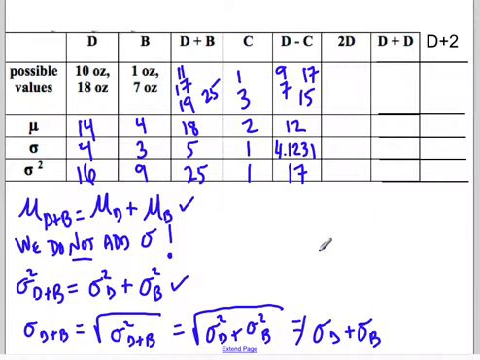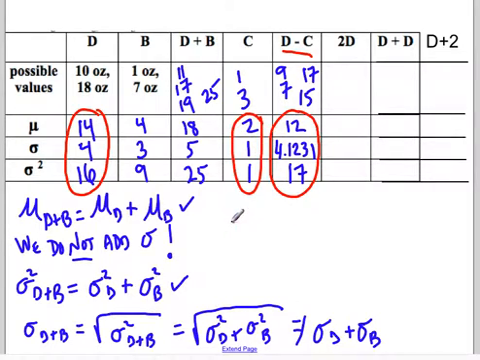Okay, now let's look at another rule. Look at what happens to these values when we are subtracting random variables. Compare them to the values we had for D and the values we had for C. So what's happening? If I want to find the average of D minus C, how do I get 12 from 14 and 2? All you got to do is subtract them. 14 minus 2, you get 12. So I'm going to take the mean of D minus the mean of C. I can just subtract the means.